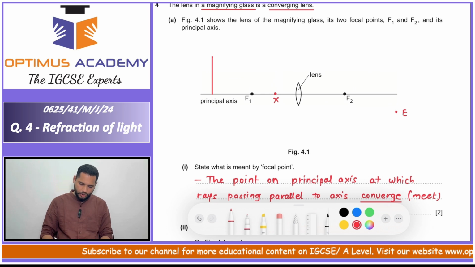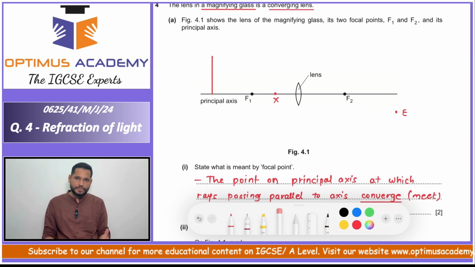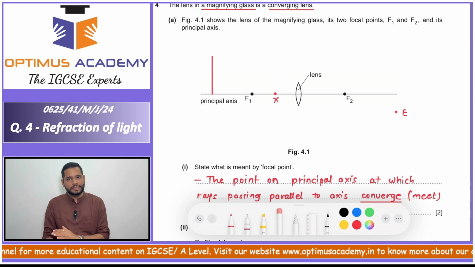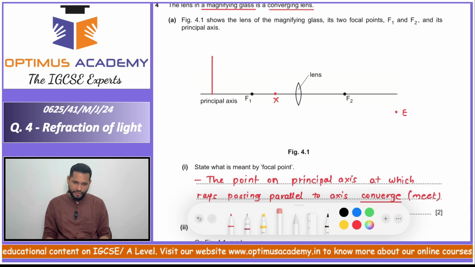So note that the object and the image are on the same side of the lens, and so your eyes should be on the other side of the lens to be able to see this magnified image.